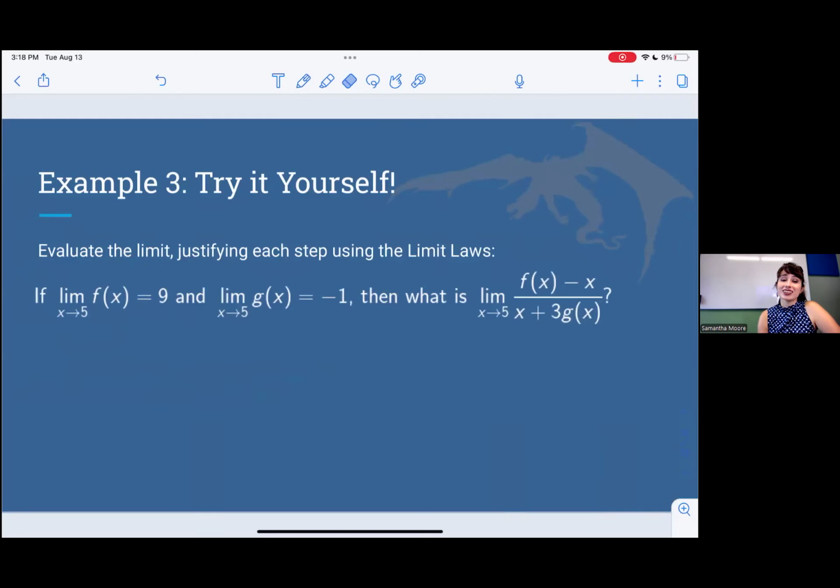All right, so this is your chance to try it yourself. You are being told that the limit as x approaches 5 of f of x is 9, and the limit as x approaches 5 of q of x is -1. So go ahead and try to use the limit laws in order to find a numerical value for this full limit. Again, make sure that you're justifying each of your steps using the limit laws. This should take a good number of steps. So pause here and try this problem now.